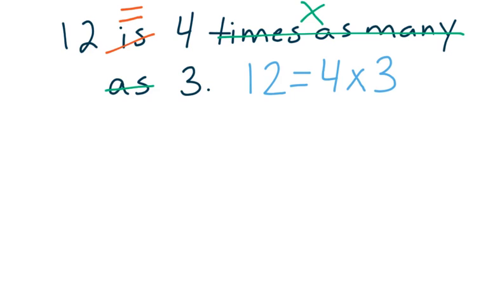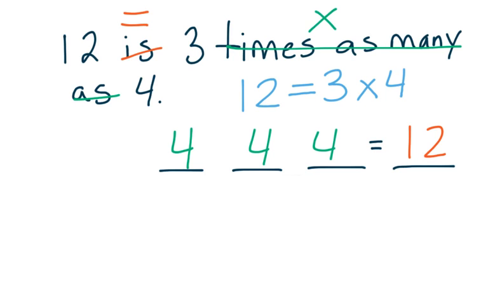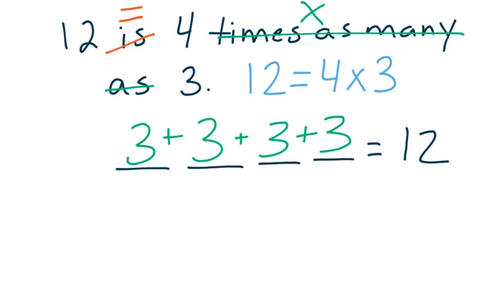Now we're going to draw this in a model to represent it the same way that we did the last one, but this one's going to look a little different. 12 is 4 times as many as 3 is like saying we have 3 4 times. We could put a little addition sign between that as well. We know that multiplication is just repeated addition. So 12 equals 4 times 3 is the same as adding 3 four times. Just like back here, 12 equals 3 times 4 is the same as adding 4 three times. Just repeated addition. Now, those are two different ways that we could write this problem.